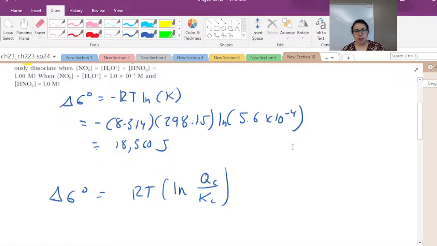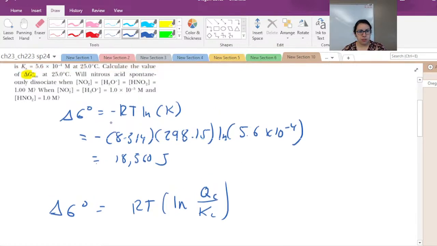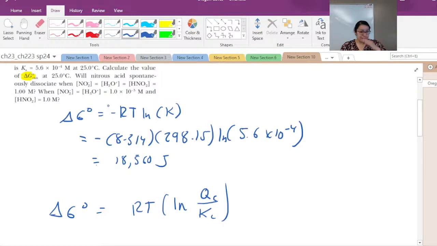And so now we can compare, right? So compare our Q snapshot to our K. So let's go ahead and do that. So what's Q then for this scenario?